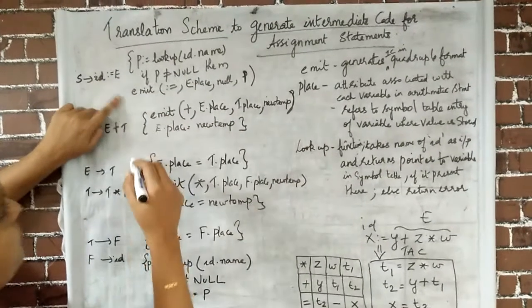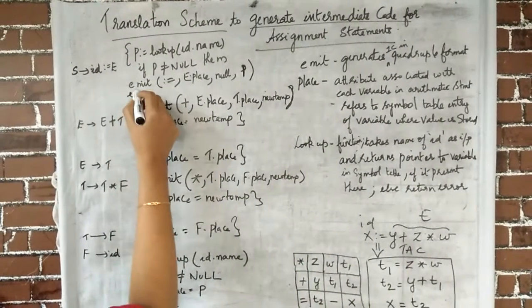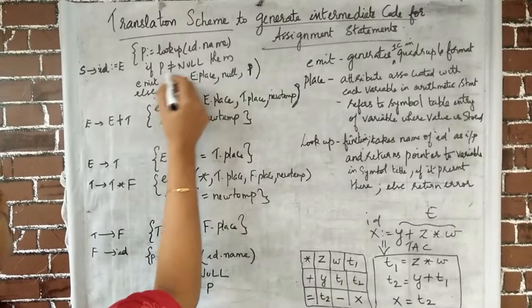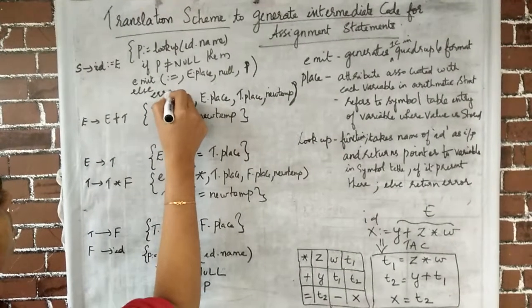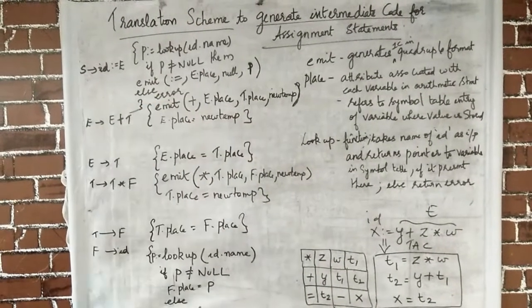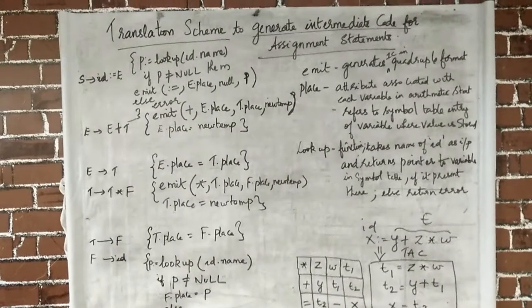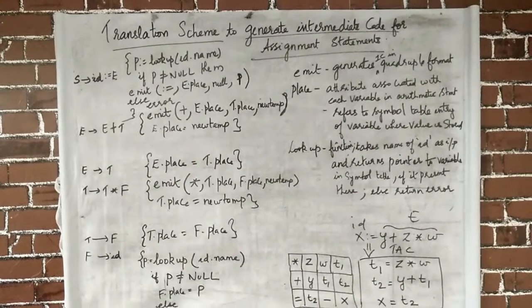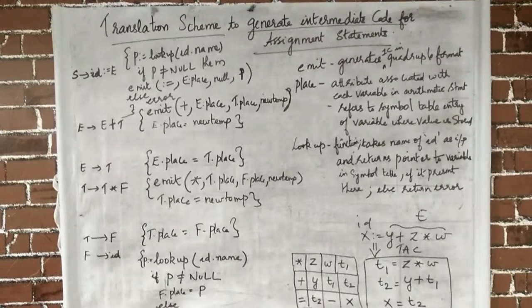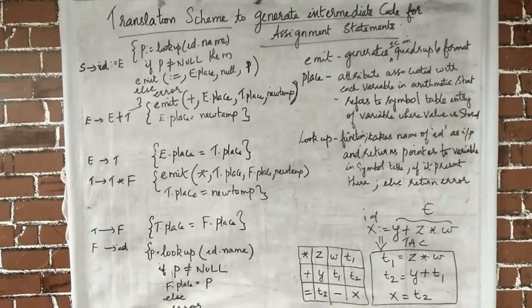Else, if it is equal to null, it will return an error message. Okay, this is how you write the translation scheme. Now let us look at how we can generate quadruples while we are evaluating a parse tree for this.